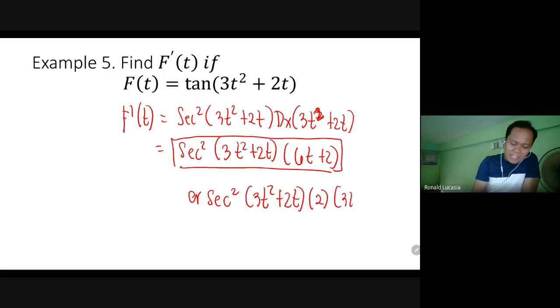This is 3t plus 1. Pero okay na to. Very good. Marami nakatama. Salazar, Alexa, Diona Jean. Tatlo lang pala. Nakasalubong sabi marami.